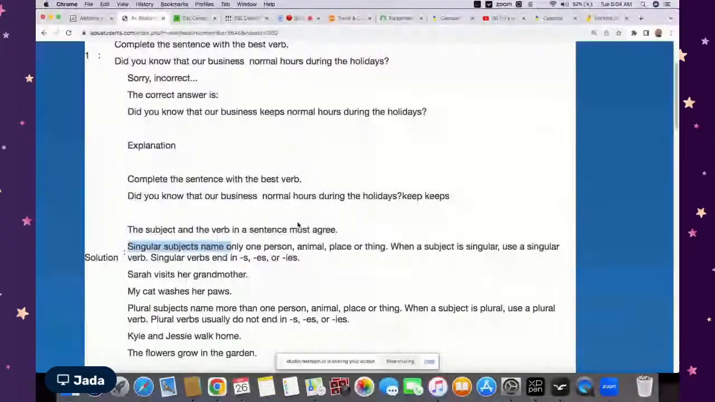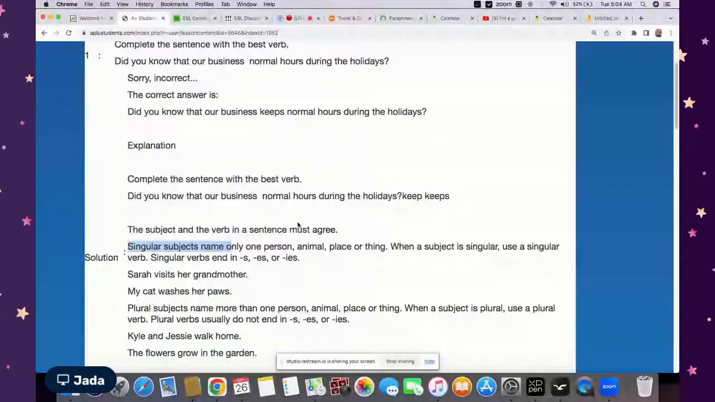Okay. All right. So, like I was saying, singular subject, name only one person. Of course, we know that when we talk about singular, it is all about one. Singular, single. So it names one person, animal, place, or thing. So it could be one person, one animal, a place, or a thing. When a subject is singular, you use a singular verb. So when it's talking about just one, you use a singular verb as well.